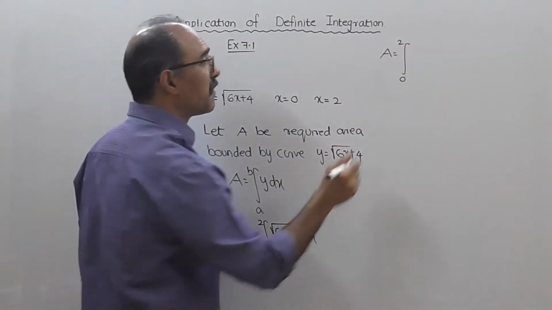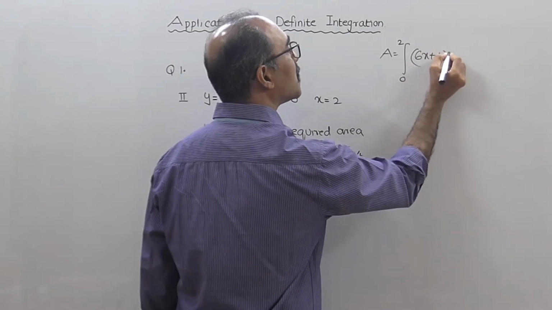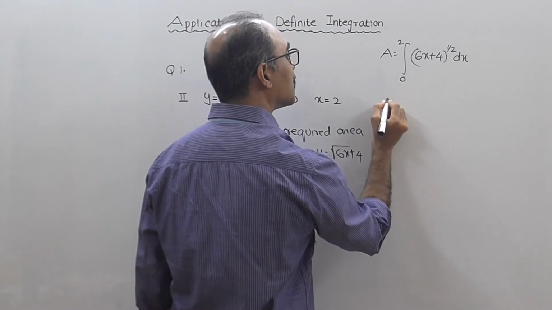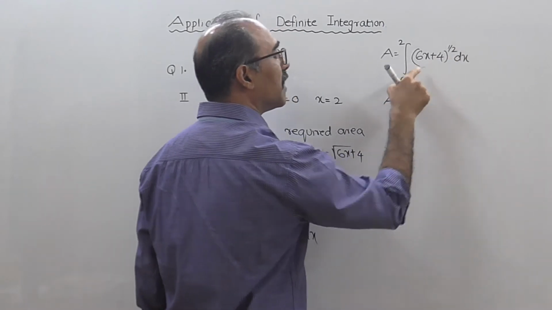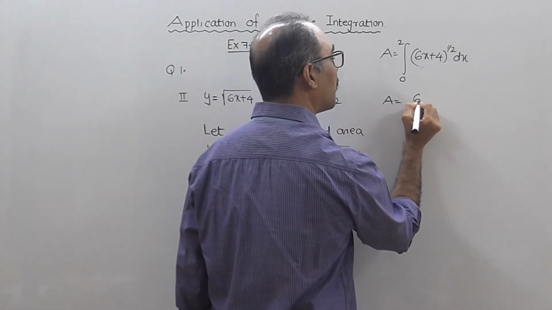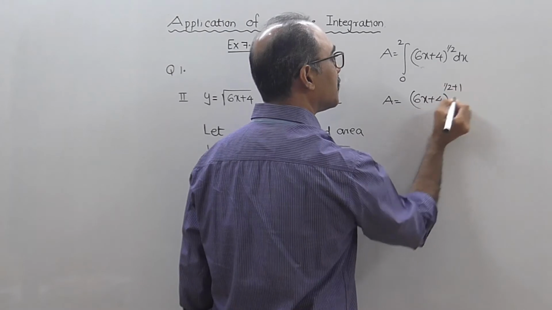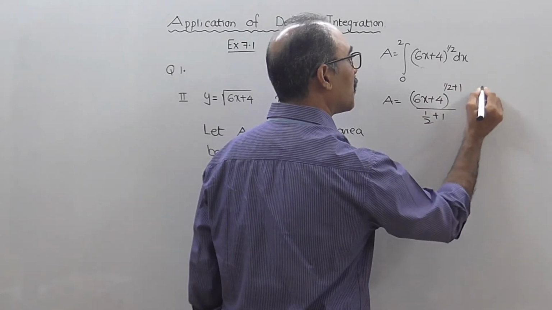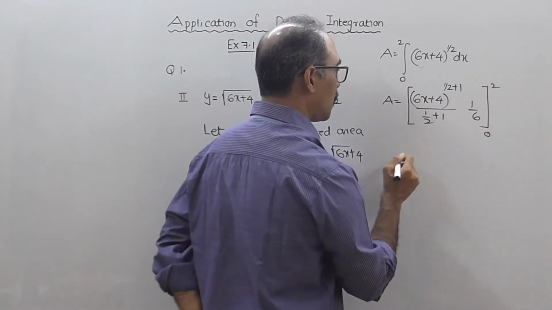There is no integration for any root as such. So we can write this as 6x plus 4 raised to half and dx. So the area will be, this is in the form of ax plus b raised to n. It's a power function. So it will be ax plus b raised to n plus 1, the whole upon n plus 1 multiplied by 1 upon coefficient of x. And this will be 0 to 2.